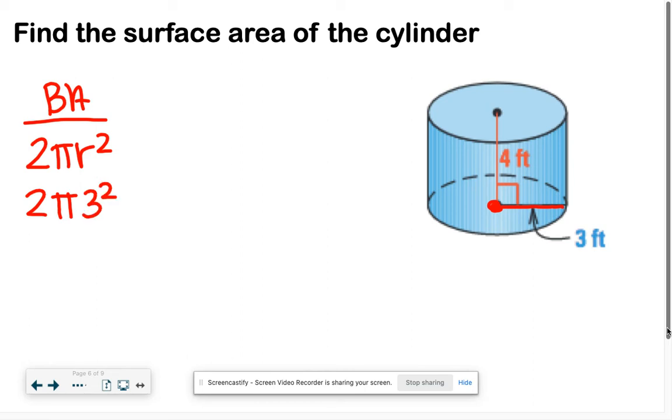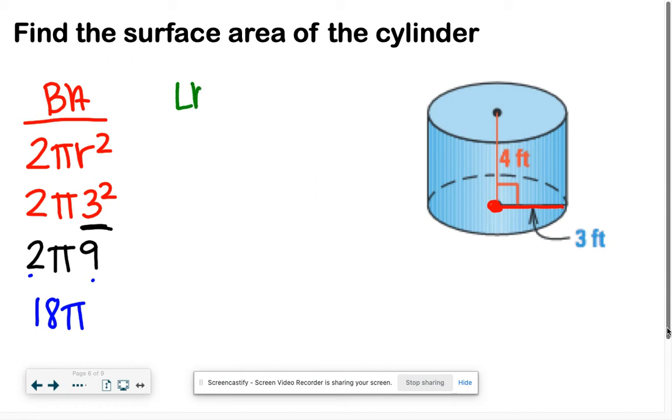And now we just simplify this. So I like to leave things in terms of pi till the very end, so we're all getting the same answer. So let's first figure out what's 3 squared. Well, 3 squared is 9, so now we're left with 2 pi 9. And then we can take 2 times 9, which is 18. So now we have 18 pi for our base area.